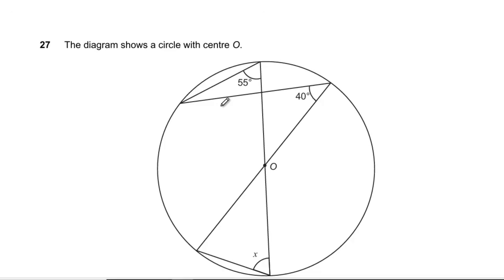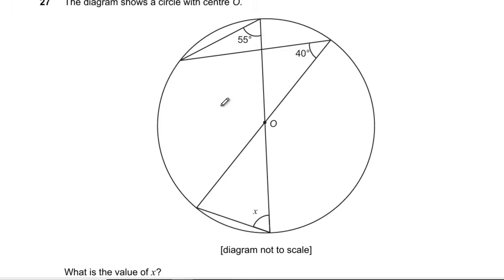Right, the diagram shows a circle with center O. Right, is this find X? Yes, you have to find X. Right, there's a lot of lines here. We've got two diameters, but we haven't got anything coming off the same chord, which is a bit annoying. So the 55, the 40, the X, they're all coming off of different chords. That's rubbish. So we're going to have to draw in some new lines.